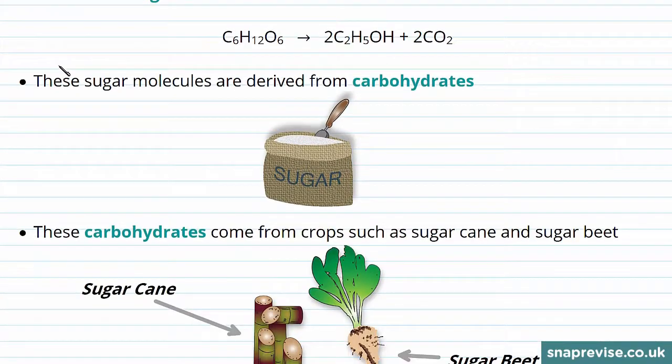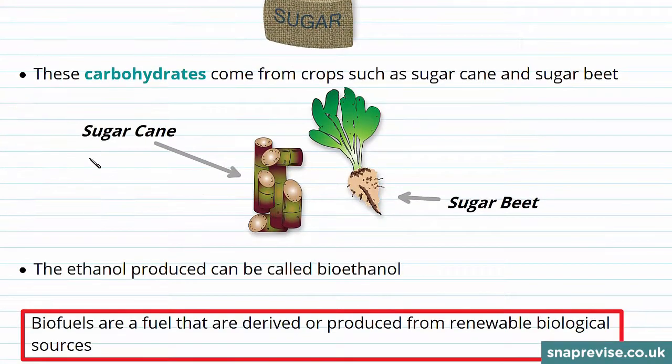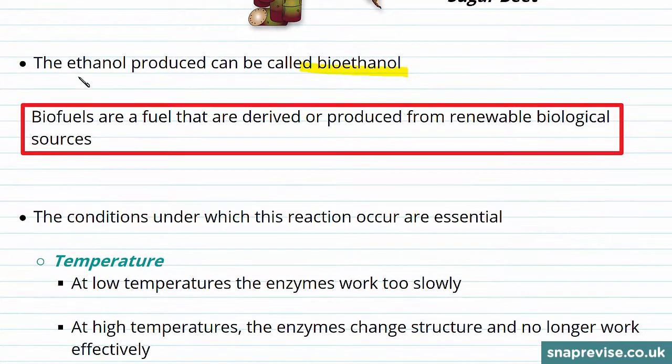Now, these sugar molecules are derived from carbohydrates, and the carbohydrates themselves come from crops such as sugar cane and sugar beet. Now, the ethanol that's produced in this way can be called bioethanol. Now, biofuels are fuels that are derived or produced from renewable biological sources. So in this way, our ethanol can be called a biofuel.